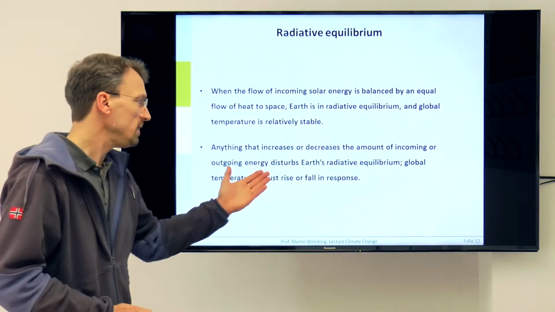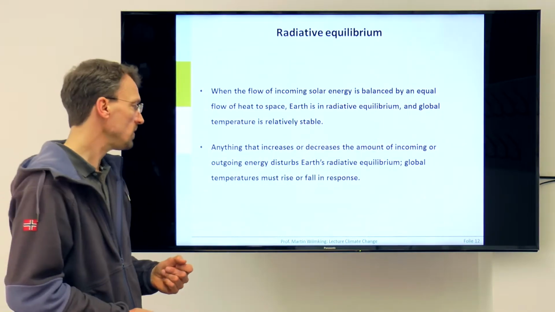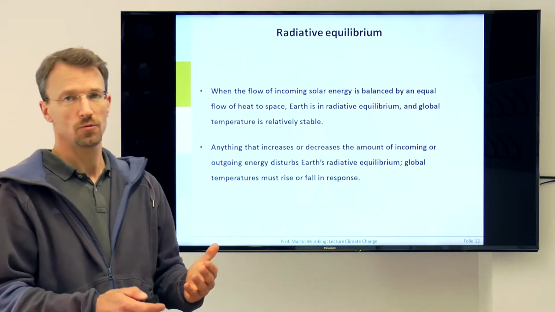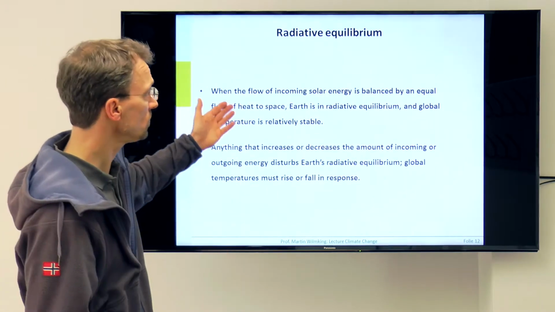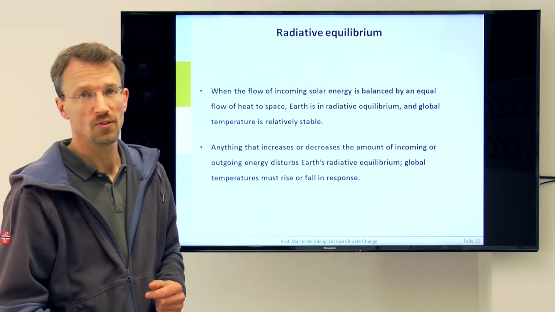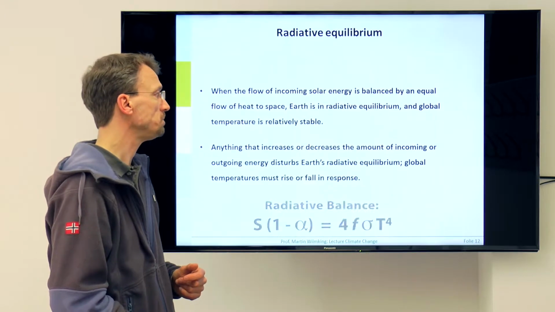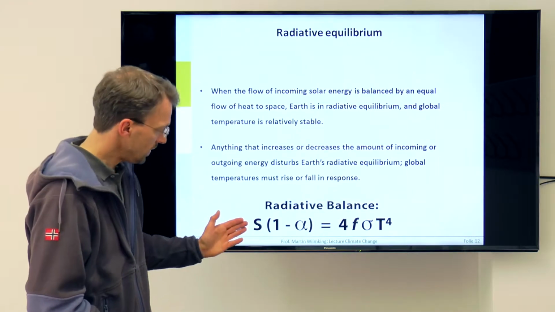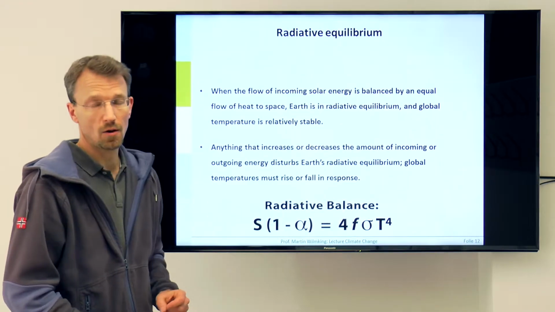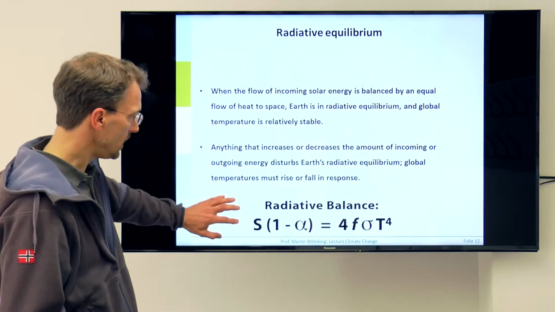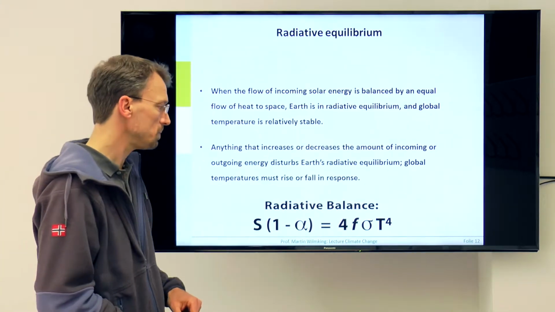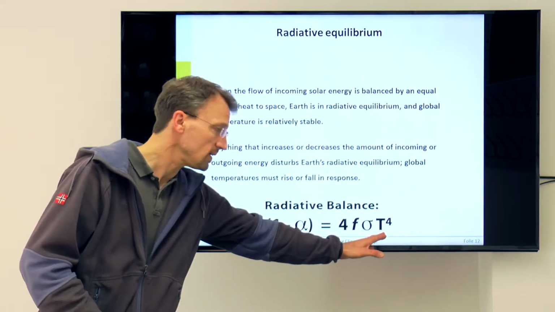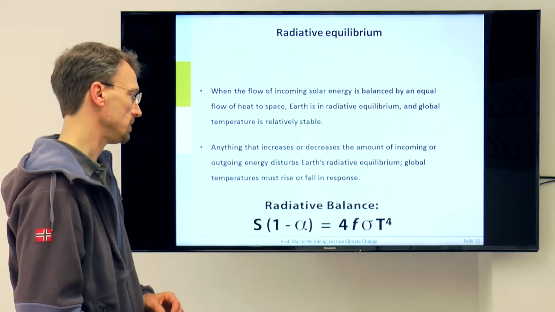And those are basically very simple responses of the global temperature, which have to rise and fall in response to the direct amount of energy received from the sun. And that's basically this left side of the equation: whatever is coming in must be equaled by what is going out, and the resulting temperature you see here on the right side.